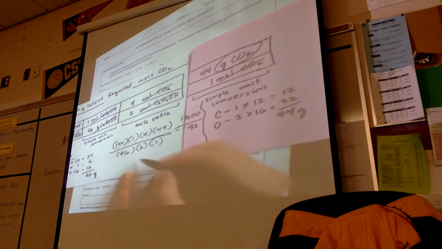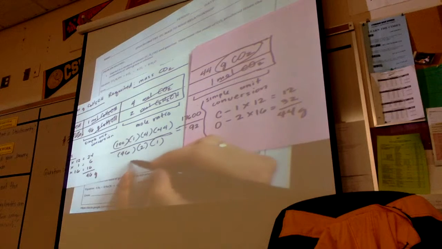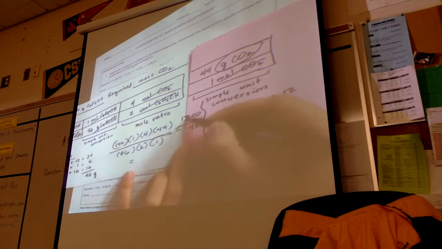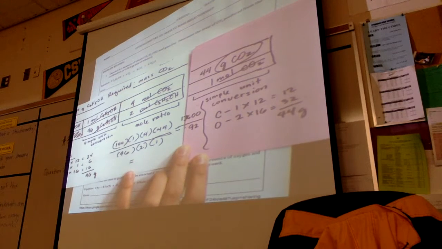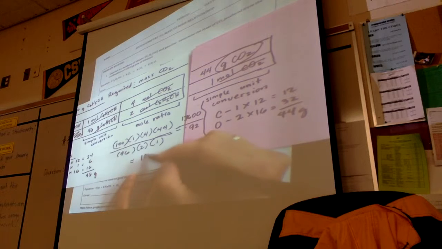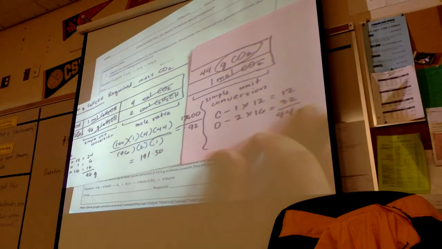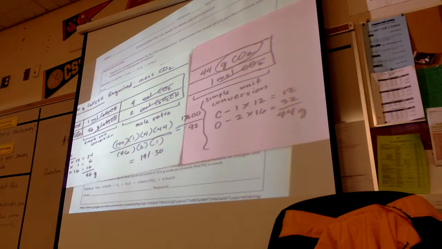Alright, now you divide those numbers. So what is the final answer? 17,600 divided by 92. 191.30434. Why do you write the bottom numbers, the 46 and the 2 and the 1? Because the 46 is from the table. All the numbers that you have at the bottom, you have to multiply.